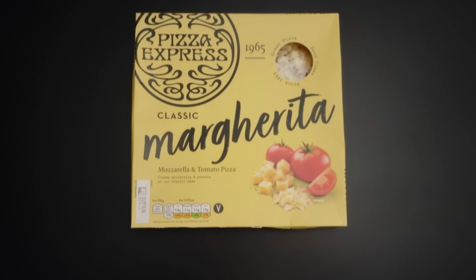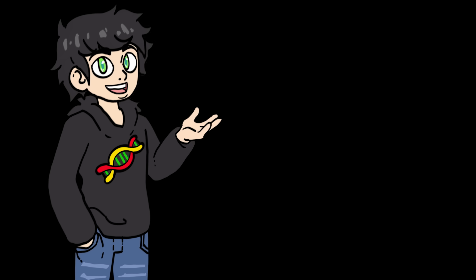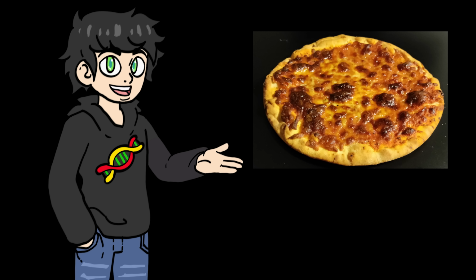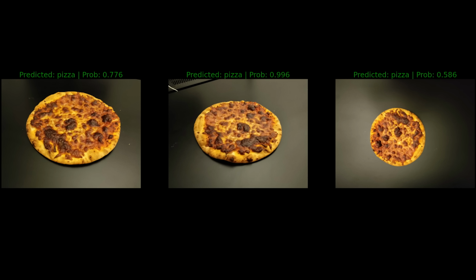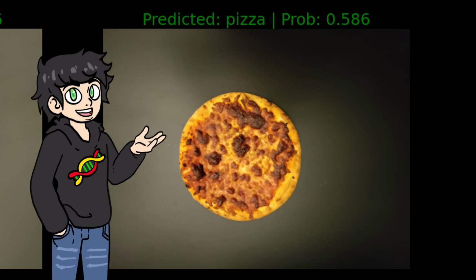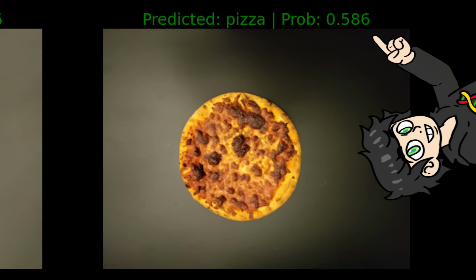Okay, pizza margarita, here we go. I'm slightly worried because I kind of burned the pizza, so we'll see what happens. All right, let's go, we got everything correct. Again, it kind of struggled with the top view. You can see that the prediction probability was close to 50%.